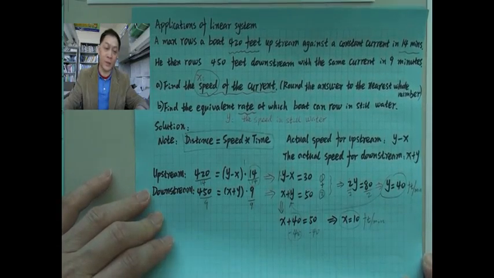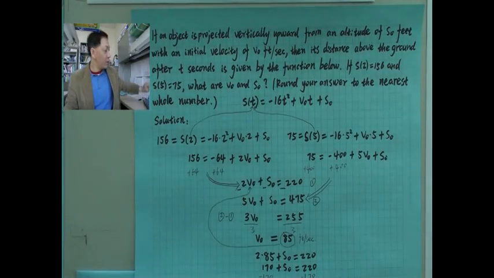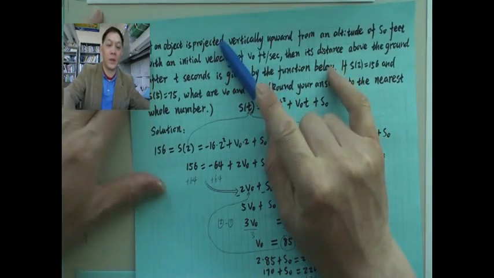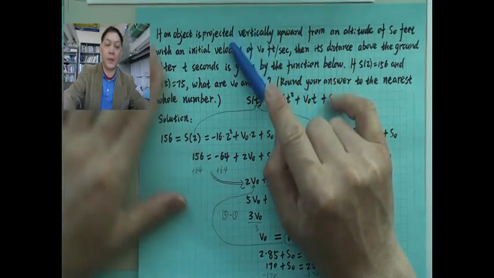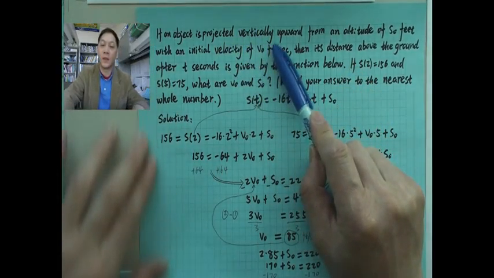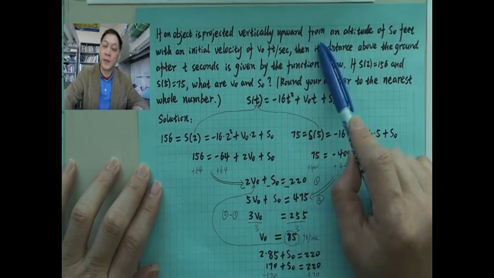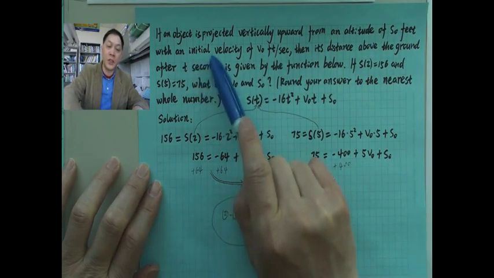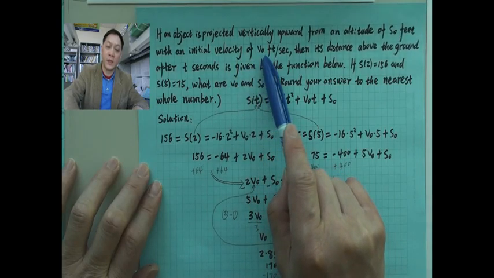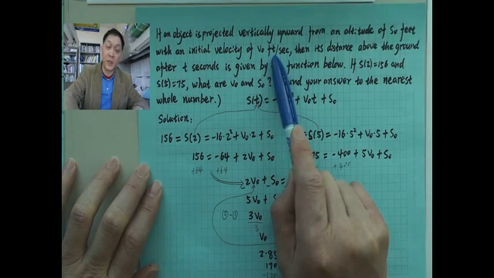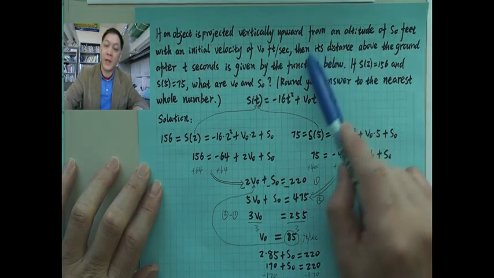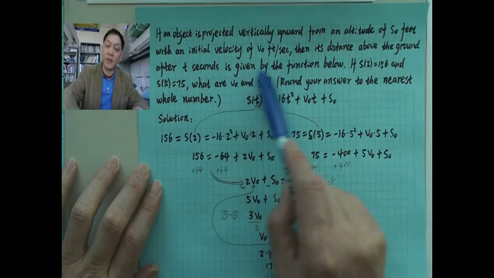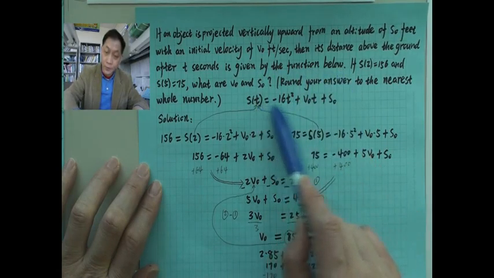Now, let's look at the second one. The second one says that if an object is projected vertically upward from an altitude of s sub 0 feet with the initial velocity of v sub 0 feet per second, then its distance above the ground after t seconds is given by the function below, by this one.